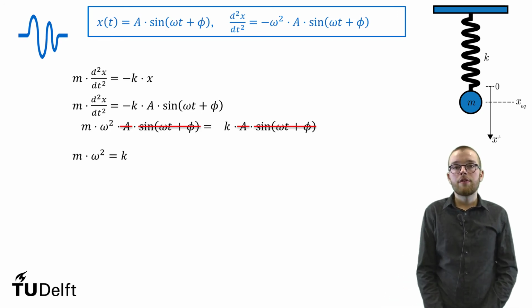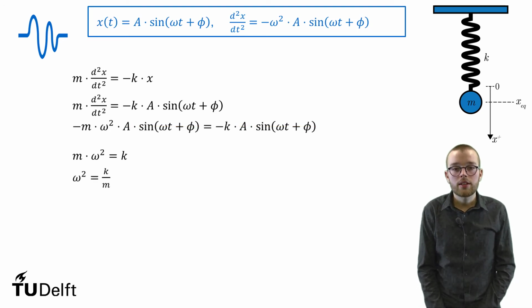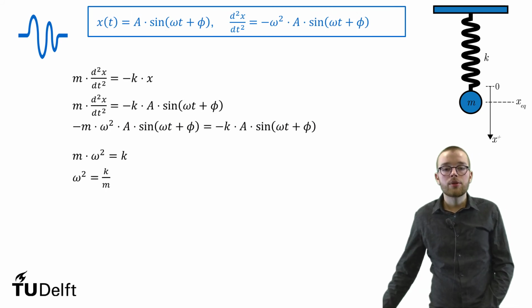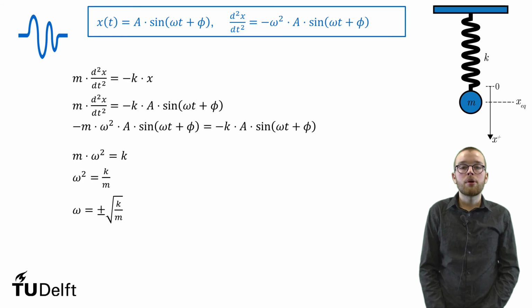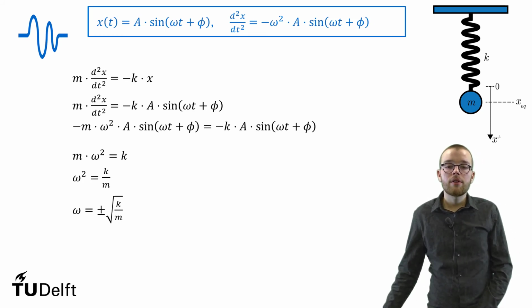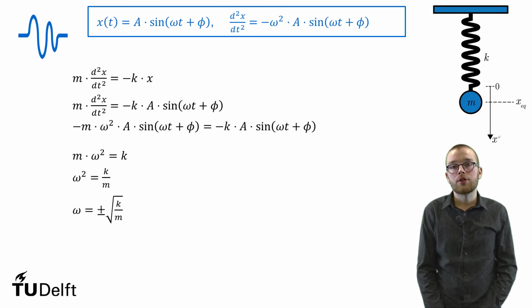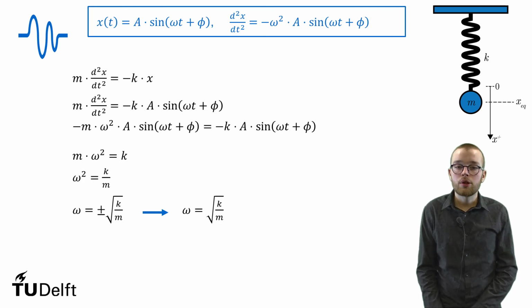This equation can finally be rewritten to m times omega squared is equal to k. Rearranging some terms gives us that the angular frequency squared is equal to the spring constant divided by the mass. We can take the square root of both sides to find that the angular frequency is either given by the positive or negative square root of k over m. In physics, however, we are only interested in real-life solutions. An angular frequency can never be negative, so we choose the positive solution for omega as our condition for it.